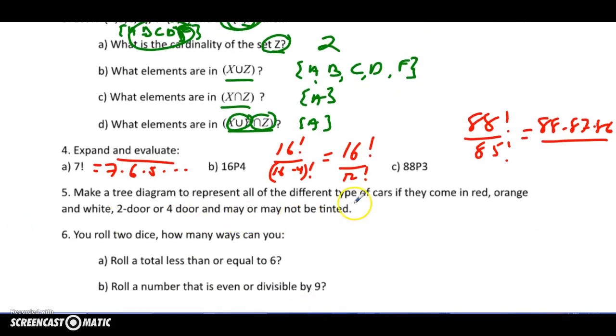Okay, make a tree diagram to represent all the different types of cars if they come in red, orange, white, 2-door, or 4-door, and may or may not be tinted. So you can just do that. You got this sort of thing. Now let me just add a twist to this. Let's say that I had this here.